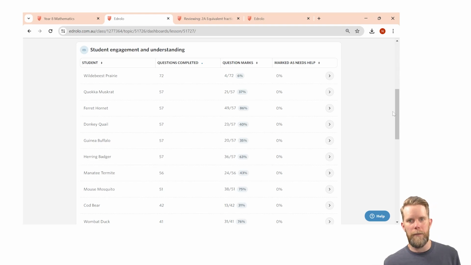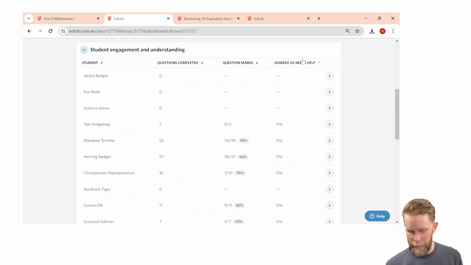There are two things in this table that will help us identify this. The first one is we have a number of marks that the students got on the questions, and the second one are where the students have marked themselves as needing help. Because every question comes with a self-reflection, and we really want to encourage students to be honest here. It's a tool for you as a teacher to be able to help the students without the students having to announce to the class that they need help.